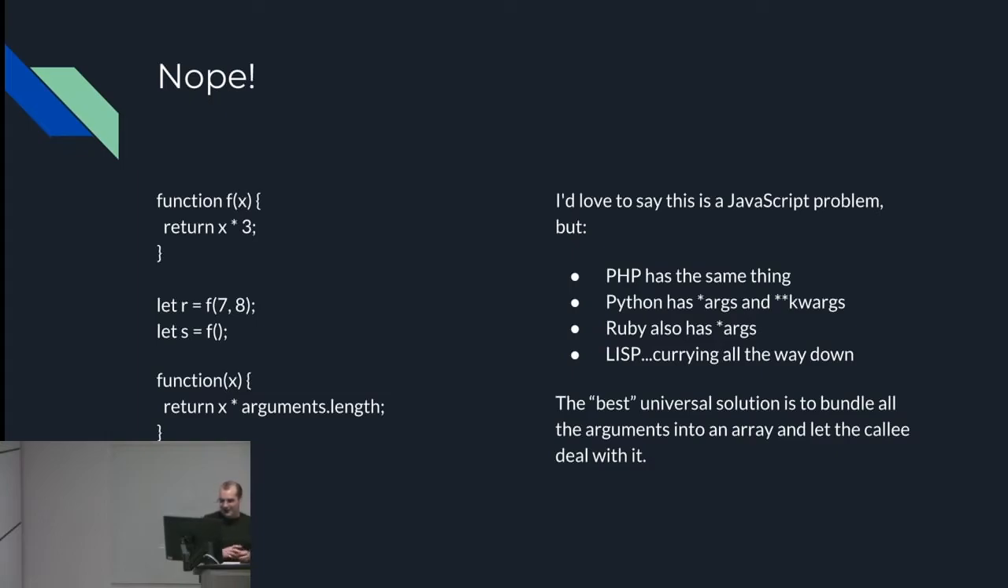So the best universal solution that you can come up with is every time you want to call a function, you create an array, pack all the arguments into an array of objects, and let the callee deal with it. That does work, and that's what a variety of languages on the JVM were doing early on. It's really slow. It involves a lot more of that wrapping and unwrapping and a lot of runtime type checks.